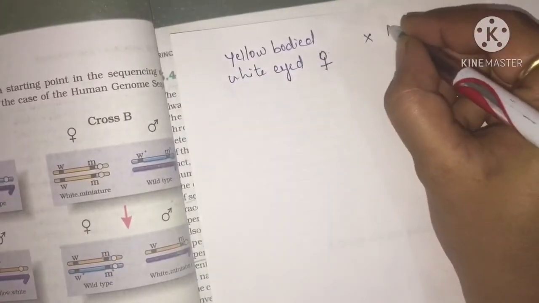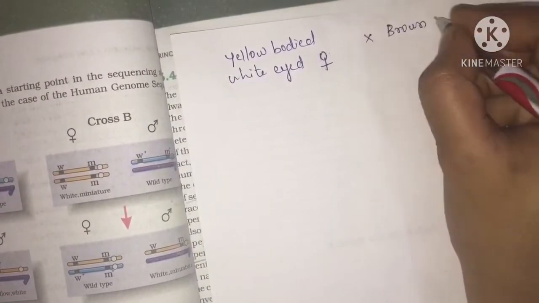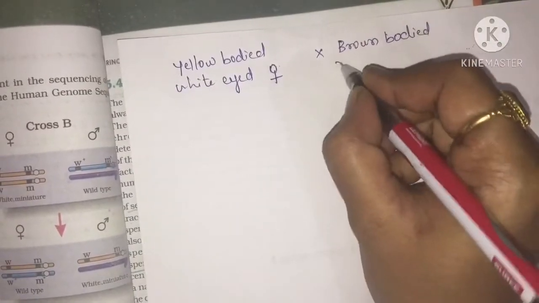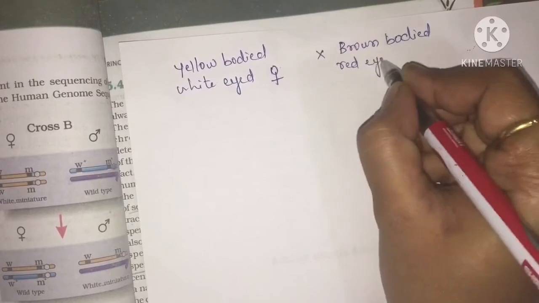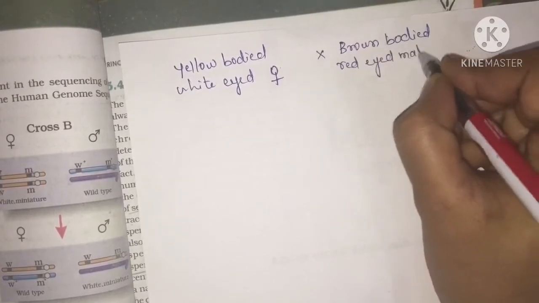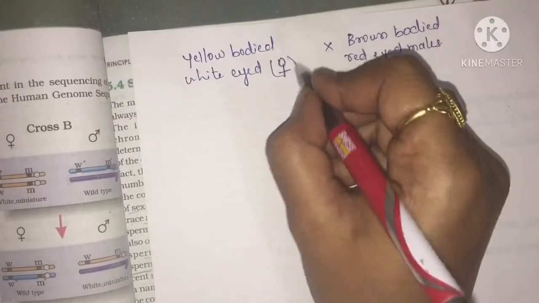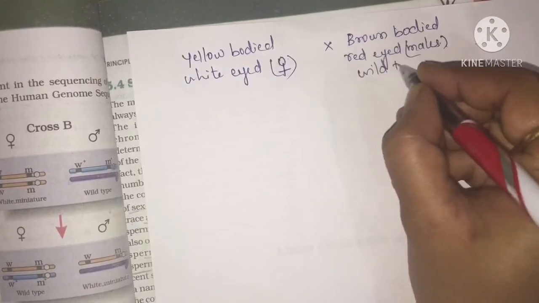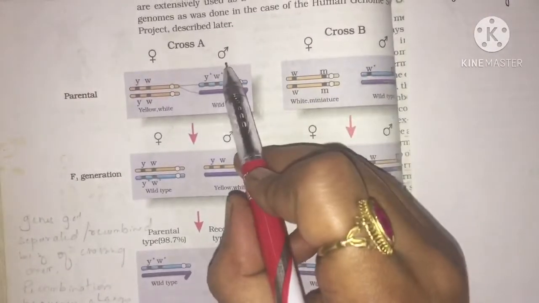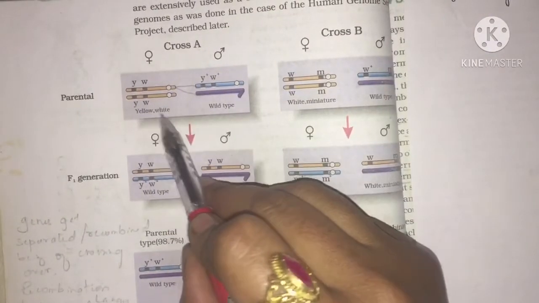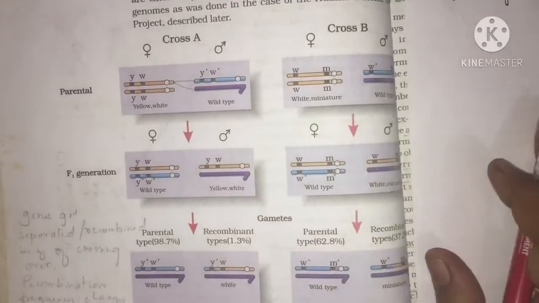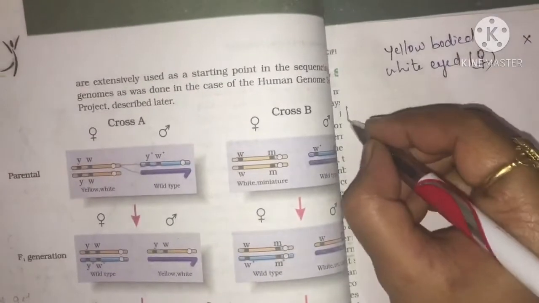Brown-bodied, red-eyed males. These are females, these are males. In your textbook, this has been mentioned as wild type. See here, this is the male, this is the female, this is yellow and white, and this is wild type. Now these are what? Parents.